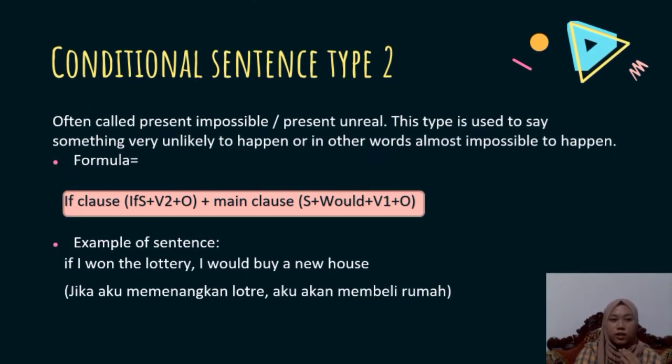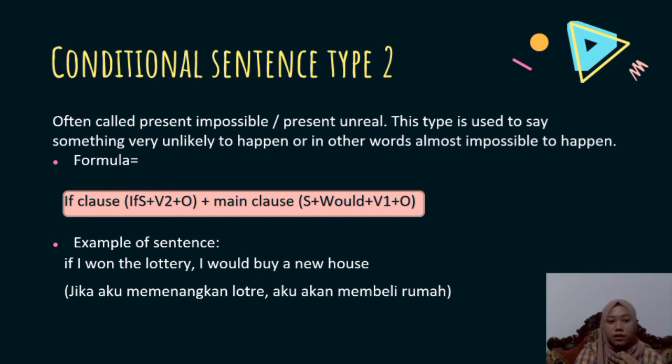Okay, the third type is conditional sentence type 2. This type, often called present impossible or present unreal, is used to say something that is very unlikely to happen, or in other words, almost impossible to happen. So this type of conditional sentence is suitable for expressing dreams or fantasy.